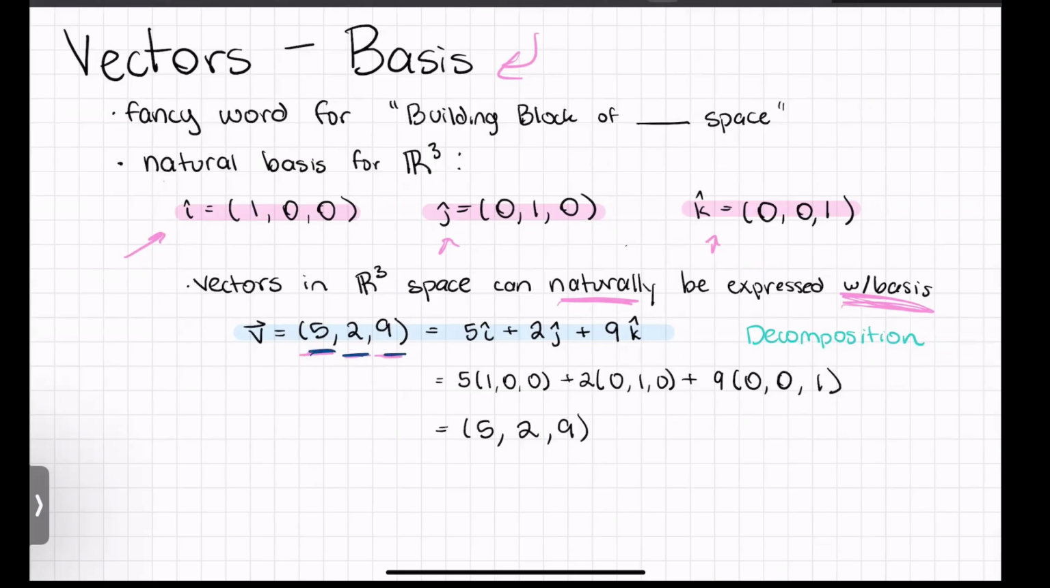Well, we know that if we take 5 times the first basis vector plus 2 times the second basis vector plus 9 times the third basis vector, this is just a different way of representing the same vector. We have decomposed (5, 2, 9) into its basis, and we are left with coefficients, 5, 2, and 9. So again, the takeaway: bases are the building blocks of a space. We can decompose anything in that space into these basic building blocks.